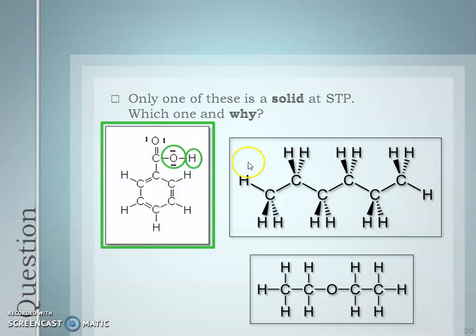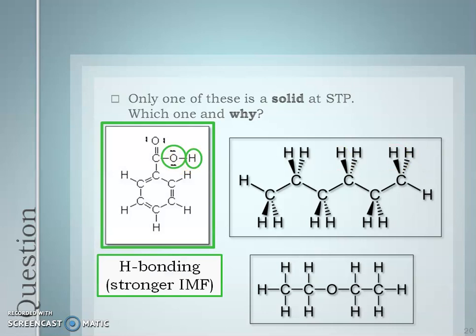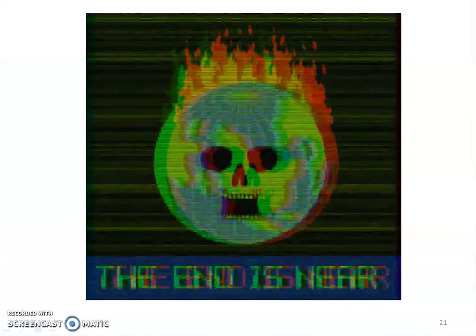Well, hopefully you picked this one out, right? Because this guy, if we have a whole bunch of these in the pot, we have oxygen that's going to be the inside or central atom, and it's attached to hydrogen. So we have some hydrogen bonding going on there, meaning that we have strong IMF. So that would be the answer.